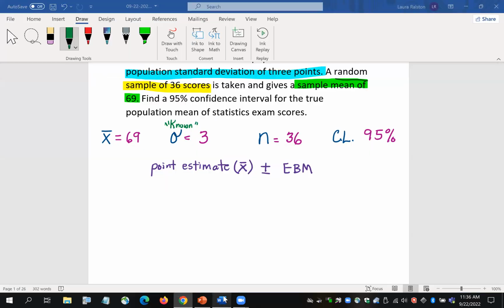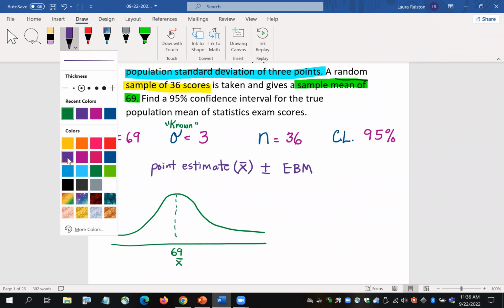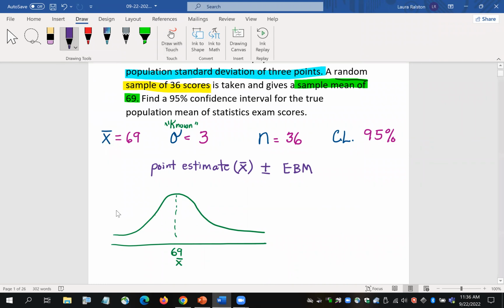Now, just for an explanation so that you kind of get an idea of what's going on, because we know this is normally distributed, you have your bell-shaped curve with your mean, in this case our sample mean, in the middle, and we're looking for this interval, and it could be that my estimate is a little bit below the mean, or it could be above the mean.